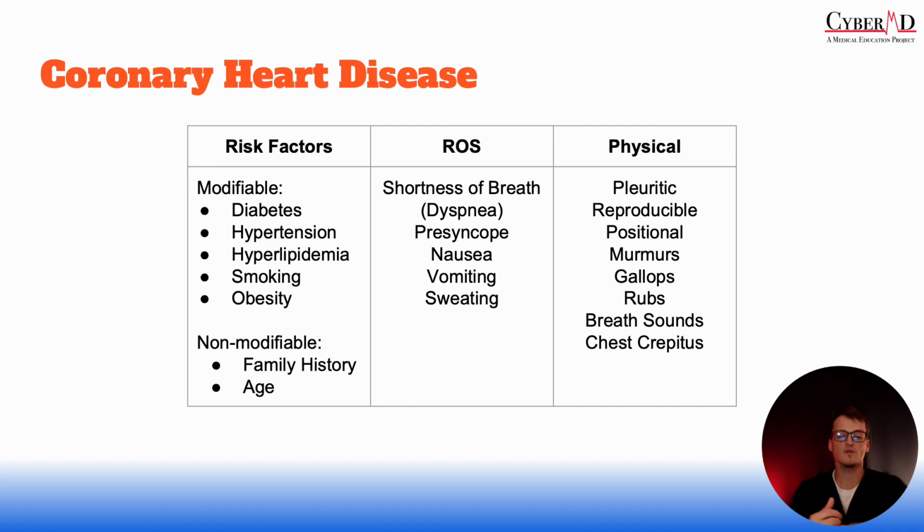Okay, when it comes to risk factors, you can ask about modifiable risk factors such as diabetes, hypertension, hyperlipidemia, smoking, and obesity, and then you will see in their chart hopefully any family history. You can ask them about family history, and then you will have this patient's age most of the time as well. So for a review of symptoms, you can ask about shortness of breath, or have they ever felt like they were about to pass out?